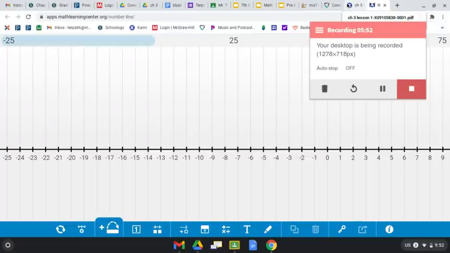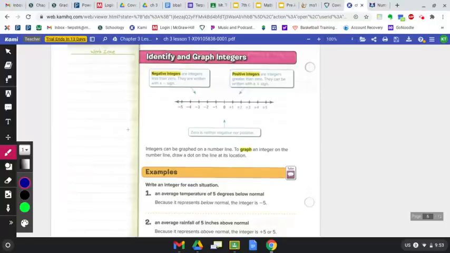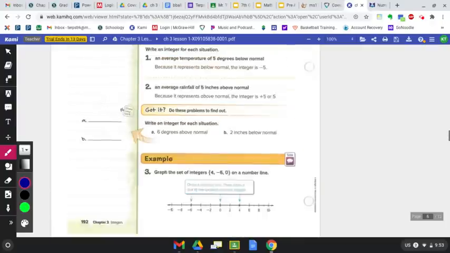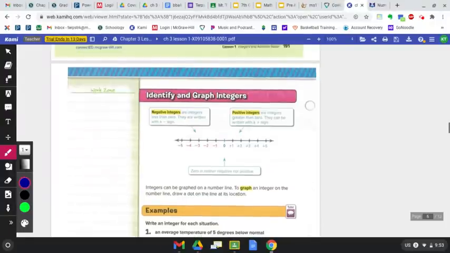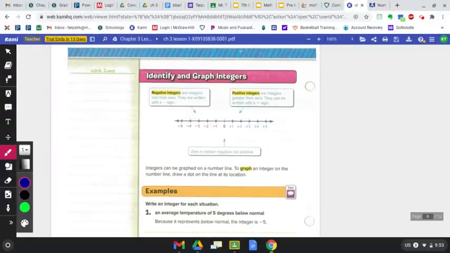All right, so after you have the number line pulled up, we'll go back to our books and look at page 192. If you look here, it has a number line graph, right? And it says negative integers are any integers that are less than 0, and they're written with a negative sign. Positive integers are greater than 0, and they can be written with a plus sign, right?